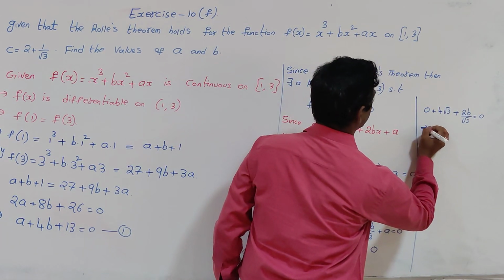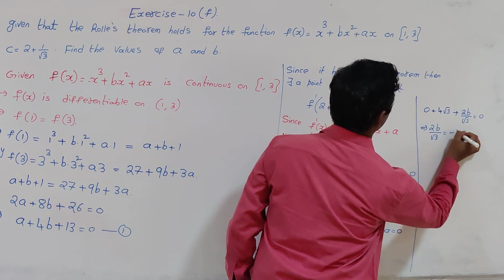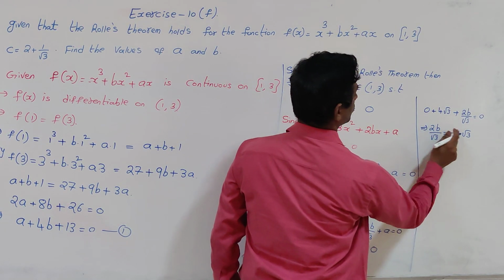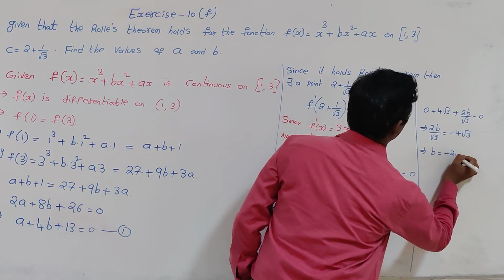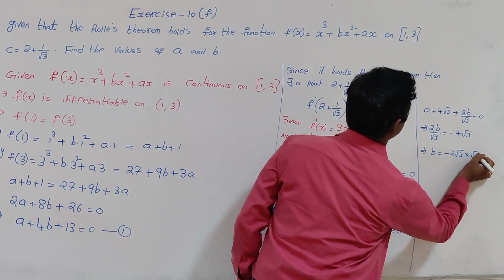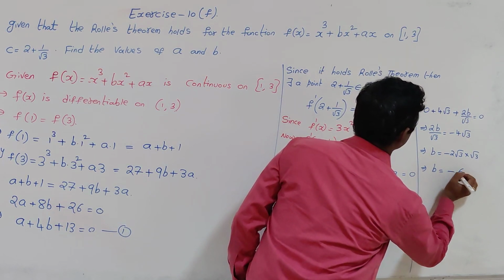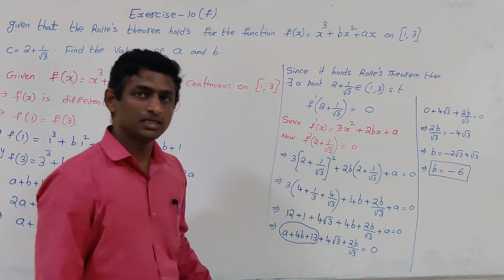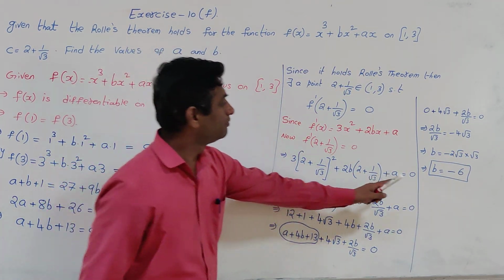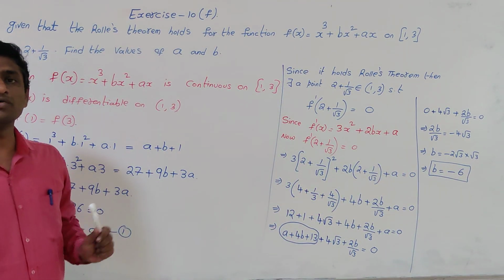Now if you simplify, 2b by root 3 is equal to minus 4 root 3. So the 2s cancel, and b is equal to minus 2 root 3 into root 3, which is b equal to minus 6, because root 3 into root 3 is 3, and 3 twos are 6. So b is equal to minus 6. Now we have to find the value of a.